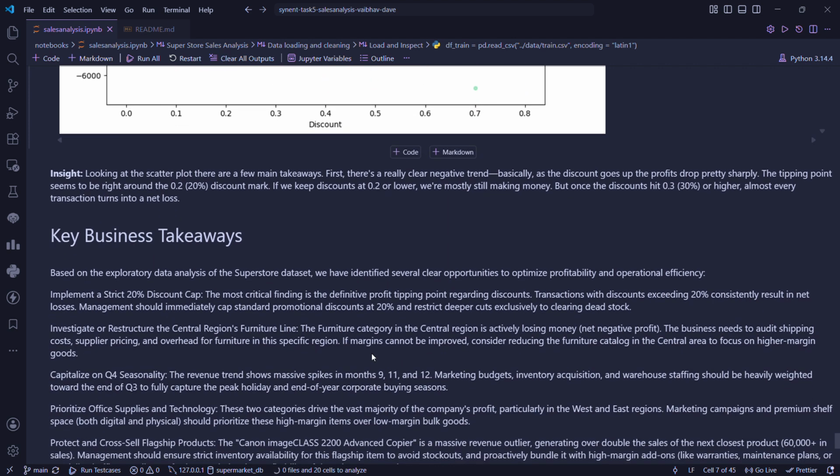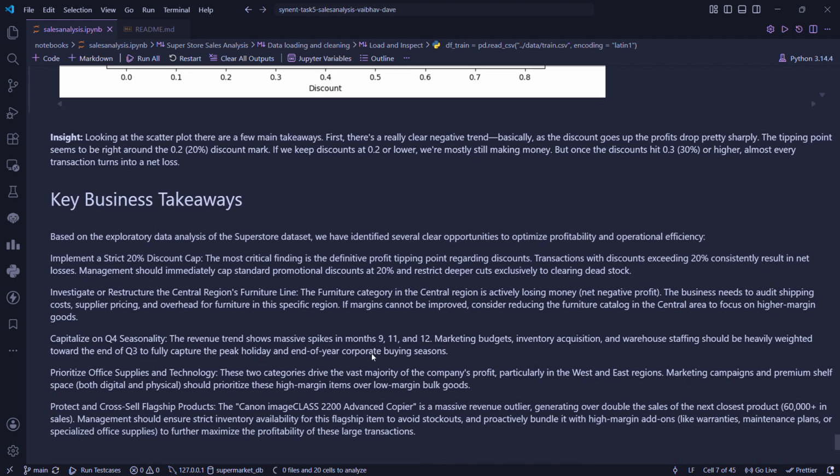To summarize: cap discount at 20%, fix furniture in central region, prepare heavily for quarter 4, and prioritize technology and office supplies. All code, visualization and data sets are available in the GitHub Repository.